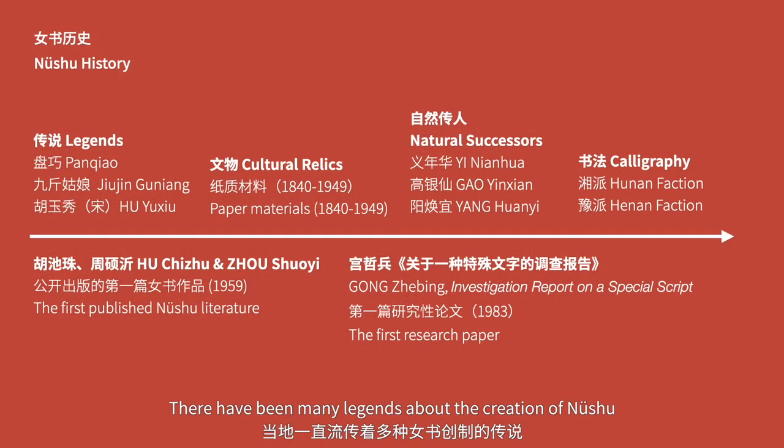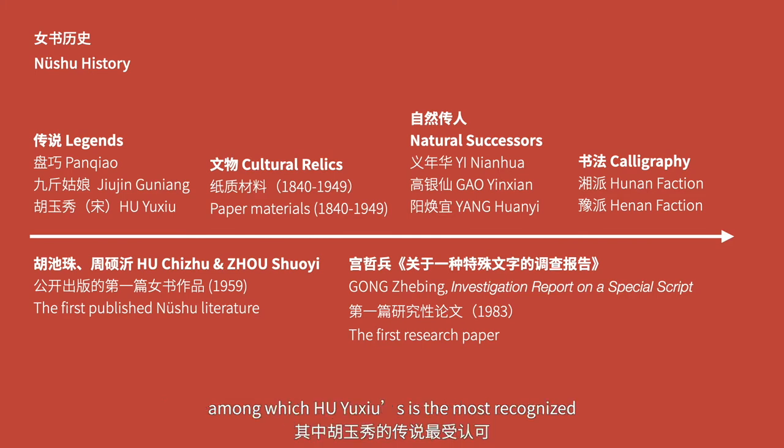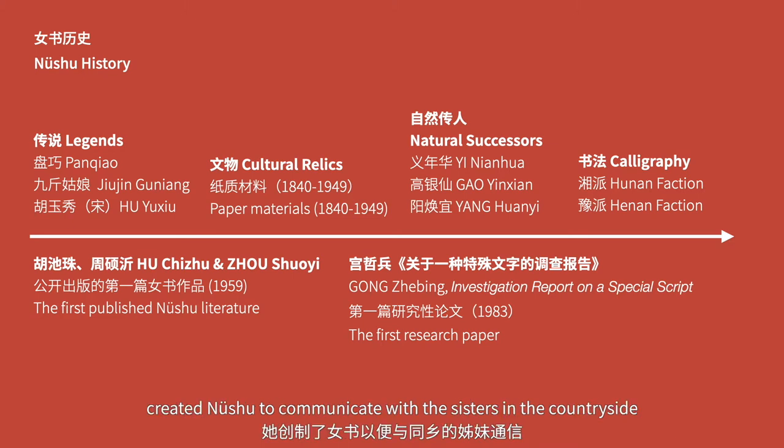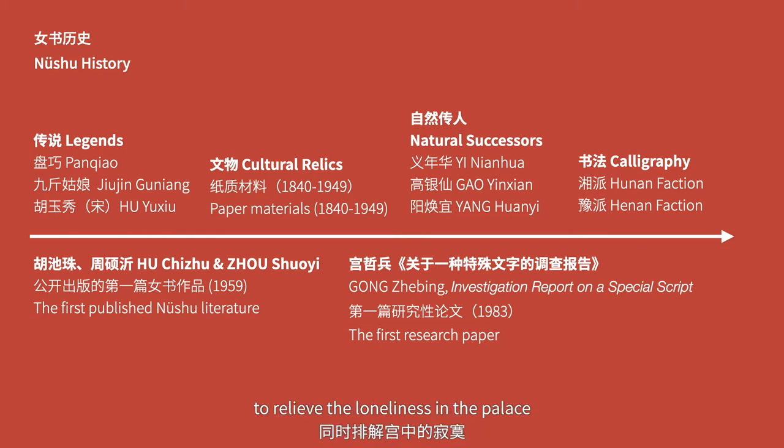There have been many legends about the creation of Nüshu, among which Hu Yuxiu's is the most recognized. Hu Yuxiu, known as the imperial concubine of the Northern Song dynasty, created Nüshu to communicate with the sisters in the countryside to relieve the loneliness in the palace.